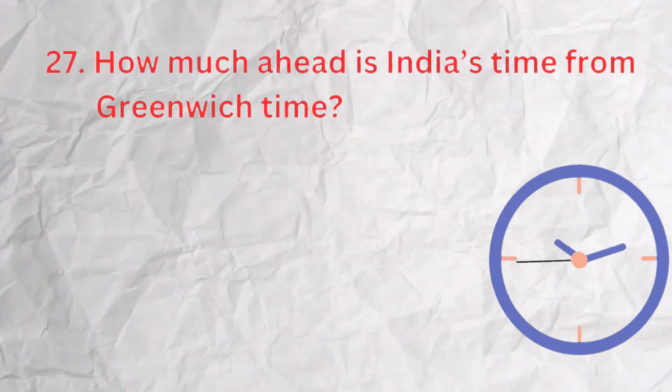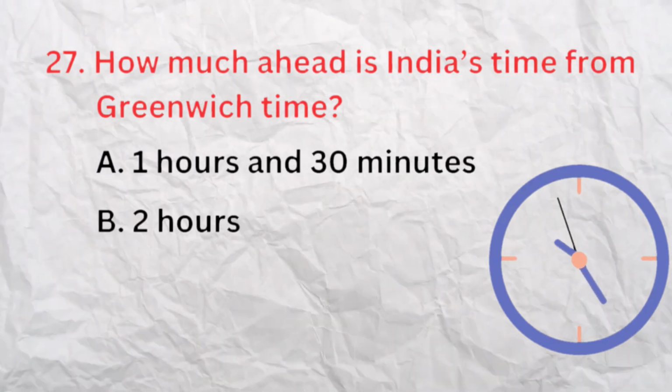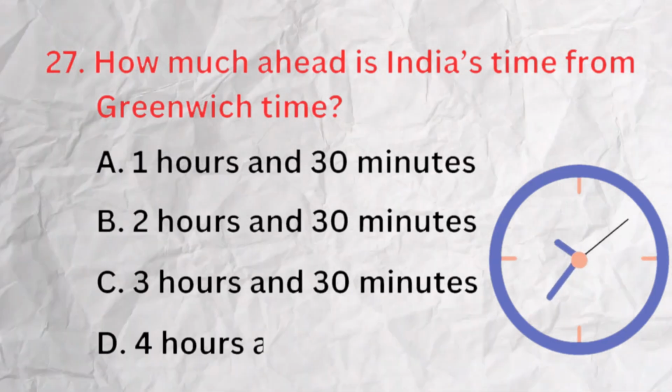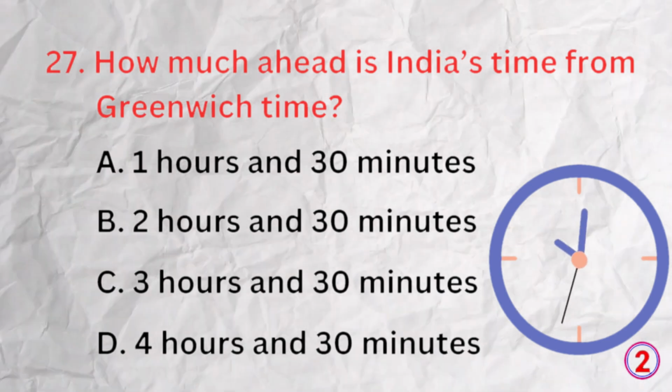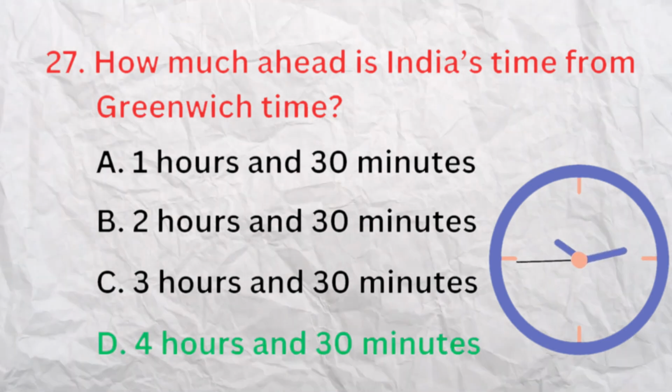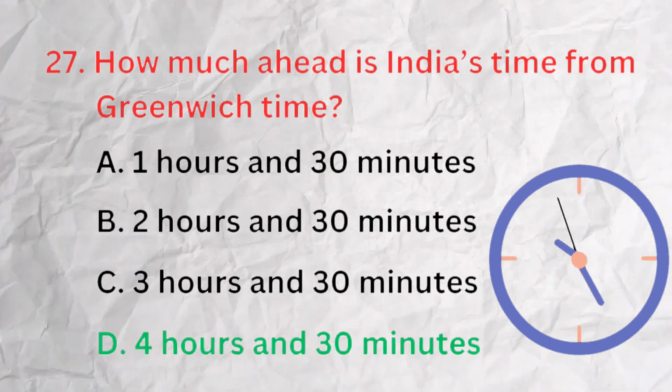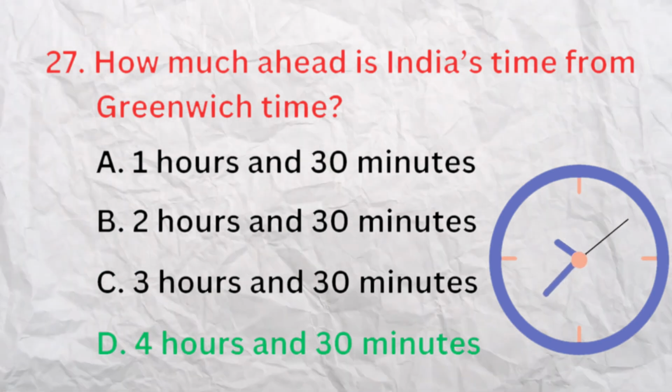How much ahead is India's time from Greenwich time? The correct answer is option D, 4 hours and 30 minutes.